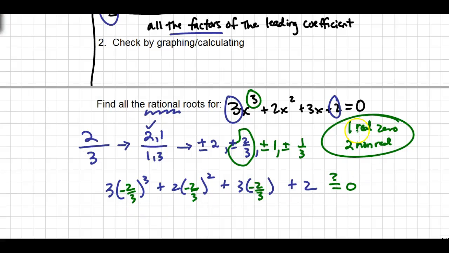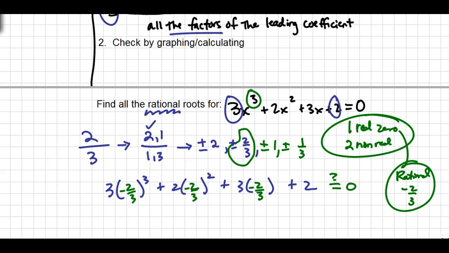So I'm going to say I have one real 0, and that real 0 is also rational, and that rational 0 is negative 2/3. So I have one real and rational 0, and I have 2 non-reals that you don't need to find. You just need to identify how many of them there are. So that's the basic structure of how you'll use the rational 0 theorem to find zeros.